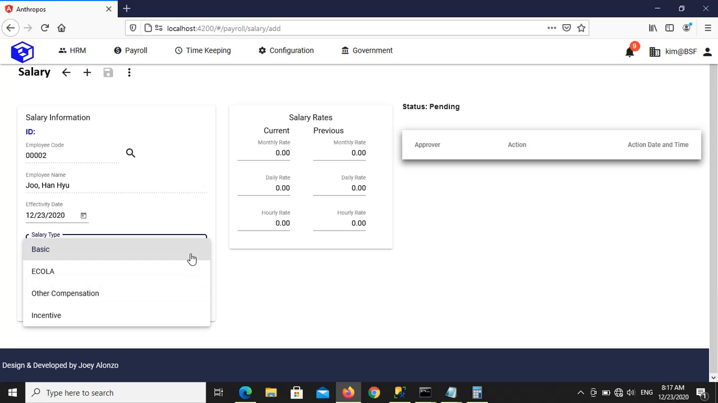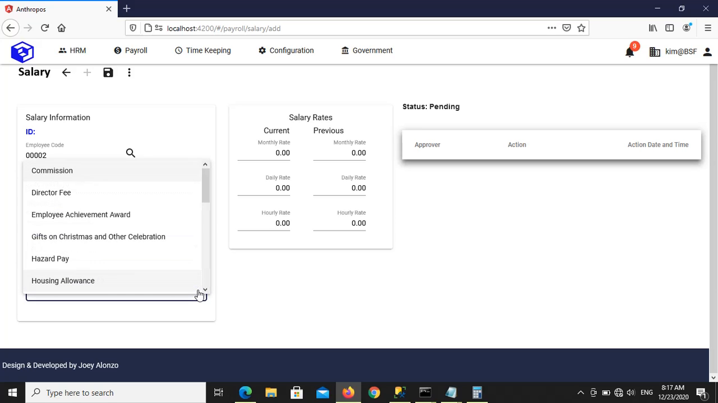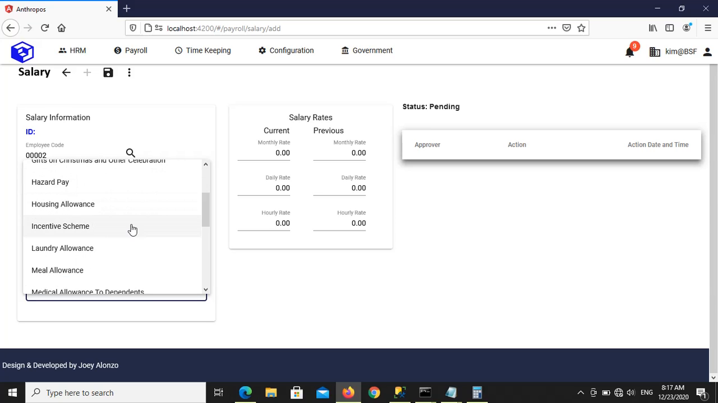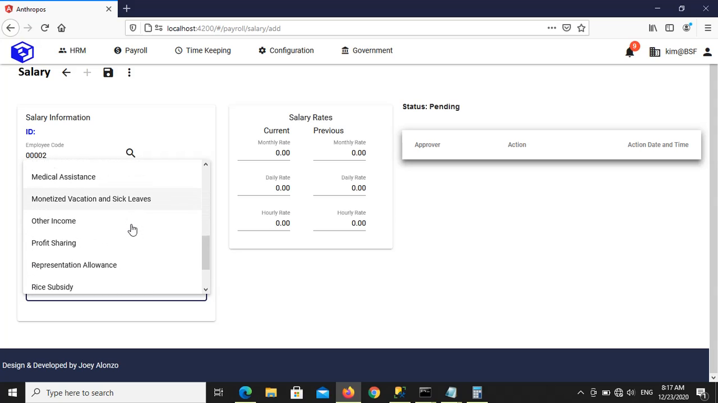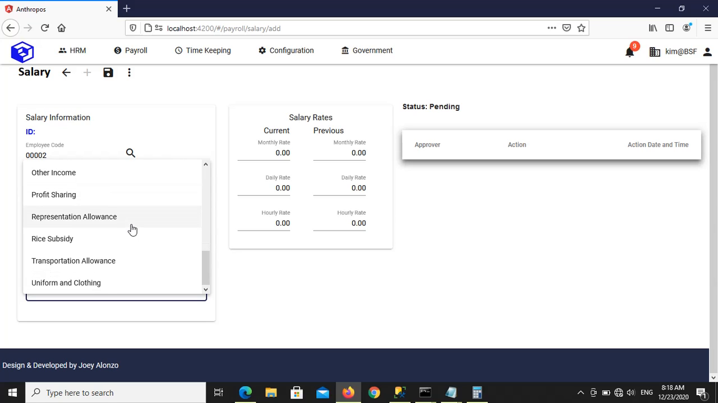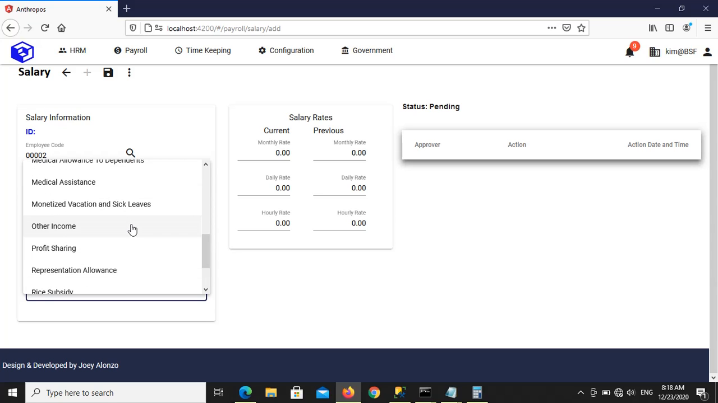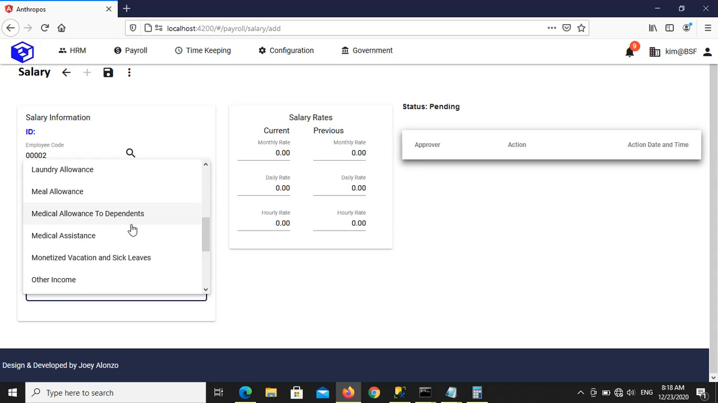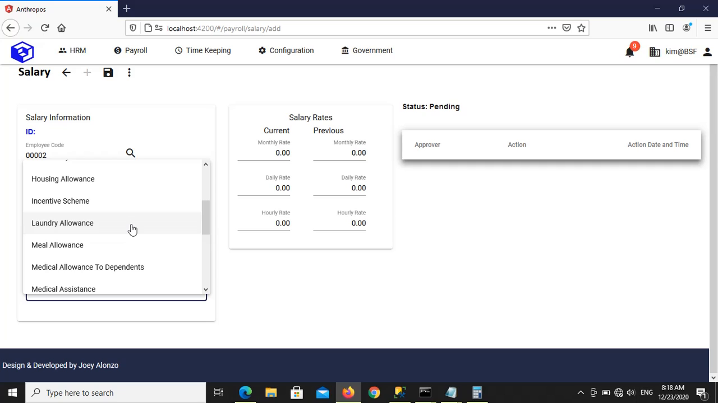Now, if it is other compensation, you need to specify what that other compensation is. It can be commission, director fee, employee achievement, hazard pay, housing allowance, and other allowances like de minimis benefits and so on. Because actually in DOLE, there are de minimis benefits that are being given, but not all companies are giving these. It depends on the discretion of the management if this will be given.